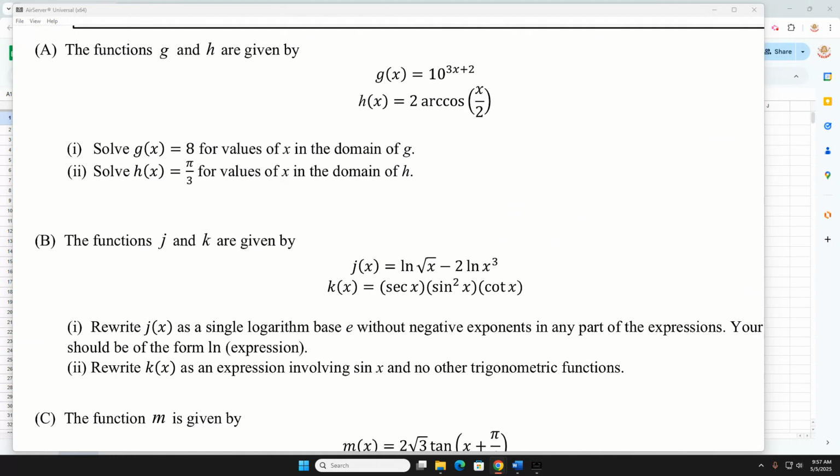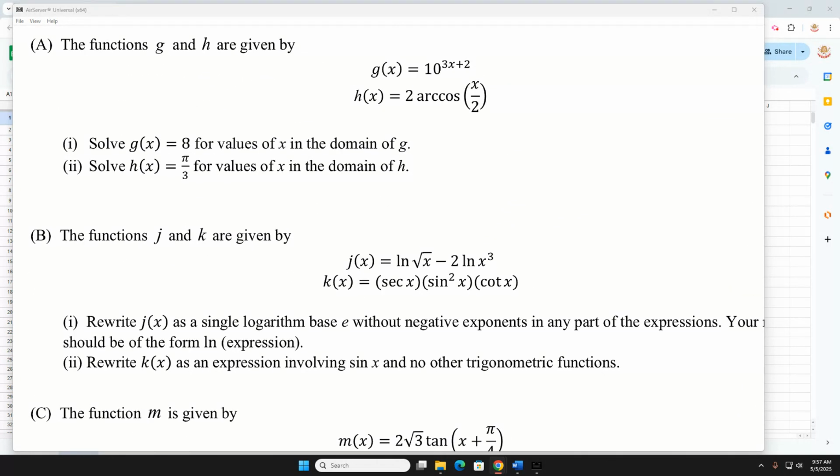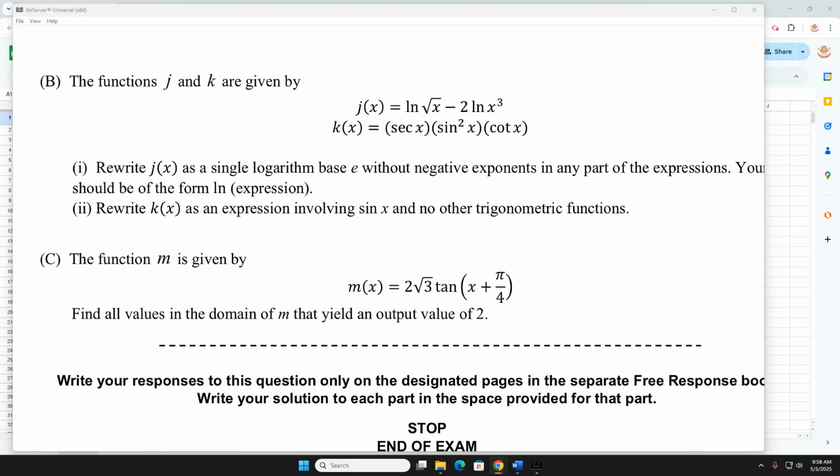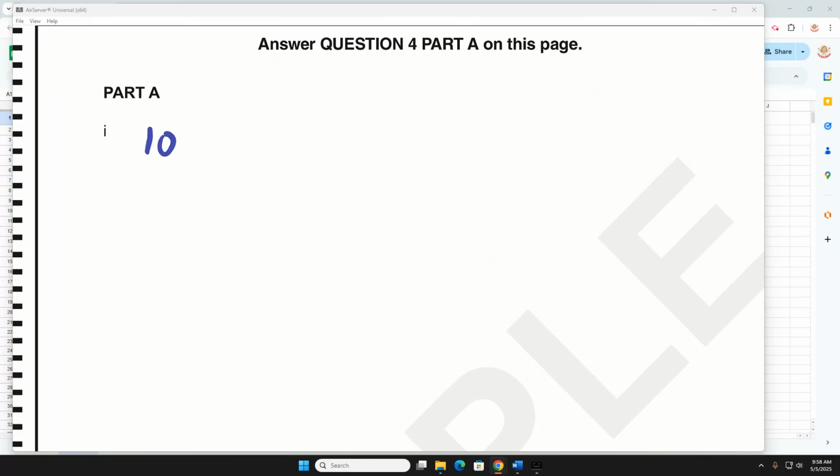Okay, so here we go. On part A, you'll be given a g and an h function, and then you're going to be asked to solve equations by setting it equal to certain numbers. So on part 1, we want to take the g function and set it equal to 8. This is an exponential function. If it was possible that we could write something to a power and then that same thing to a power and get 10 and 8, that would be the easiest way to do it, to write them with the same base. But that's not possible with 10 and 8.